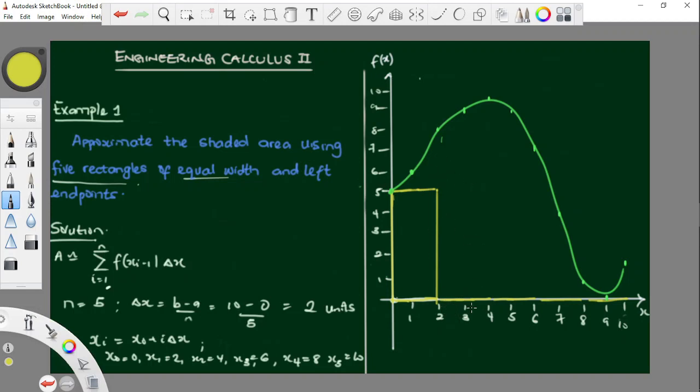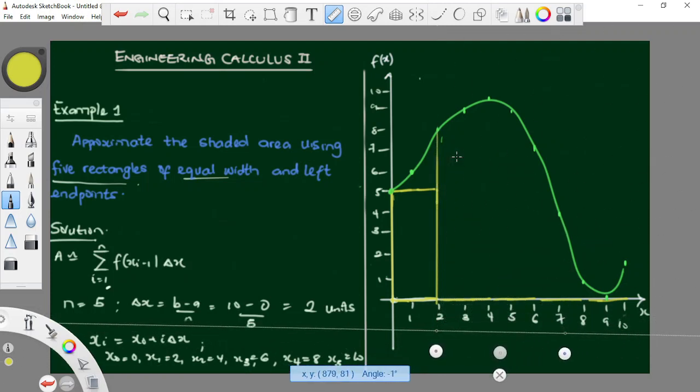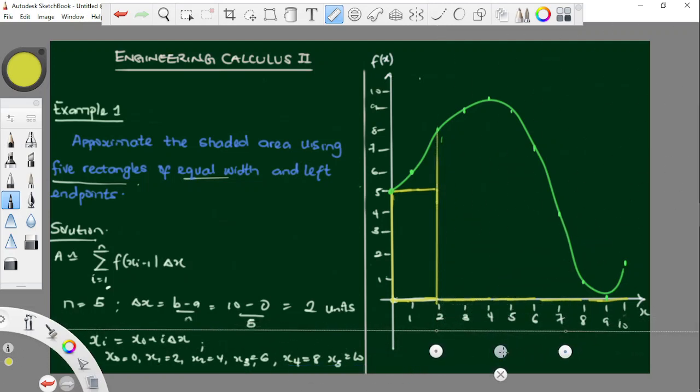Next thing we have is from 2 to 4. The height will be the height at f of x equal to 2. So we know that this is what we'll have. It will be here. So between 2 and 4, we'll be having something like this.